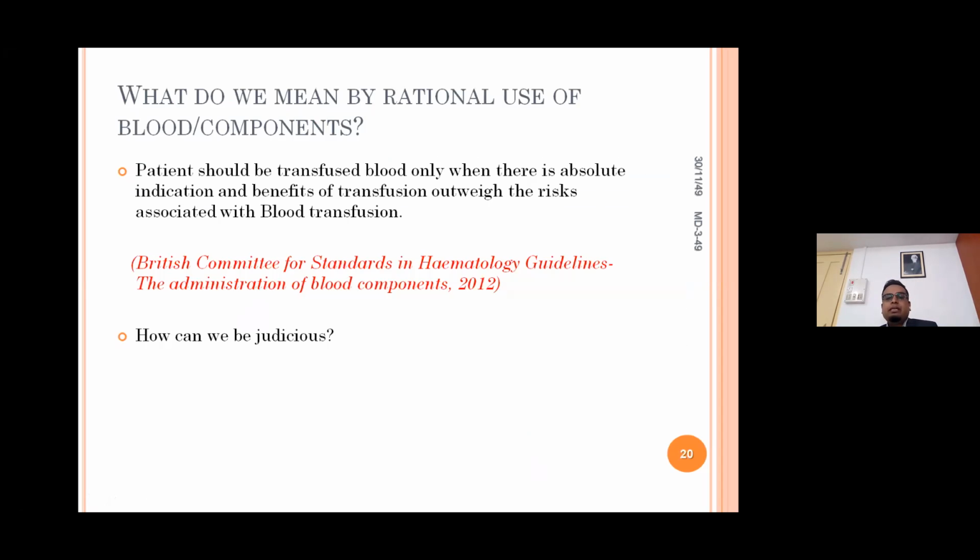What do we mean by rational use of blood and components? I have already said that patients should be transfused only when there is an absolute indication and when the benefits of transfusion outweigh the risks of blood transfusion. So we have to assess whether the benefits are actually more than the risks of blood transfusion. Only then will we decide to transfuse. So how can we be judicious?